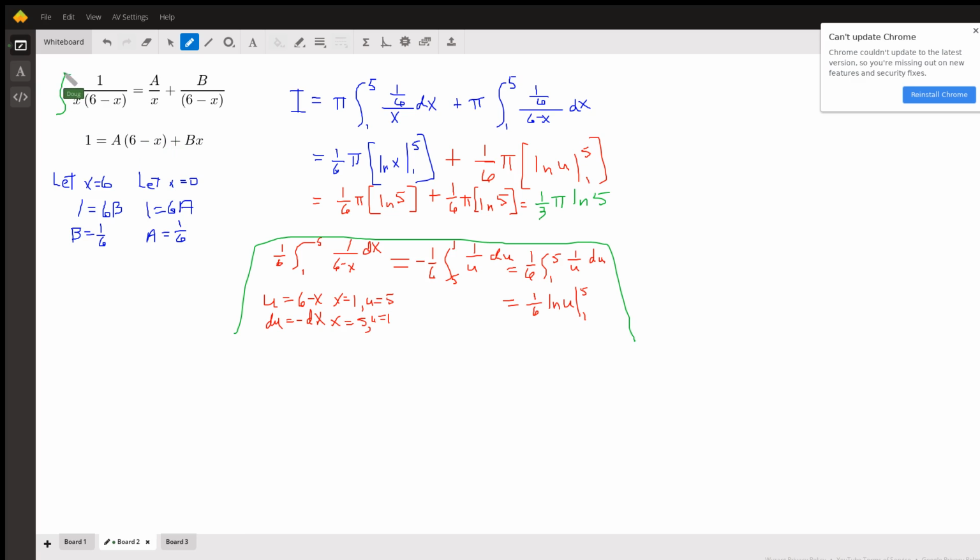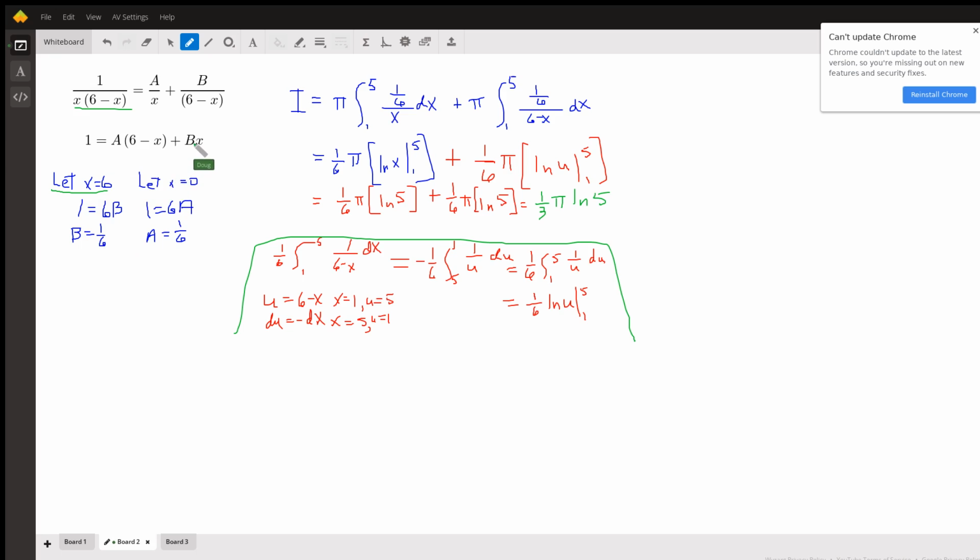If I multiply every term of this equation by this common denominator, this is what I get: 1 equals A times 6 minus x plus Bx. Now you could equate coefficients, but you can also do this problem this way. Let x equal 6. This term disappears. 1 equals 6B, so B equals 1/6.